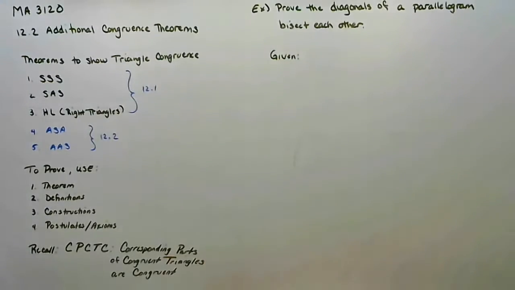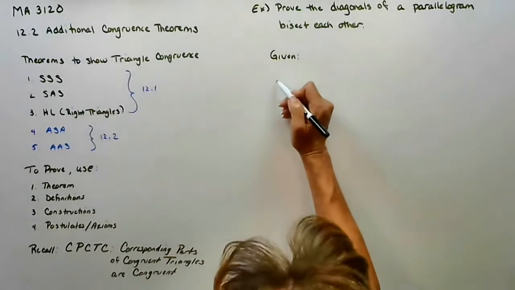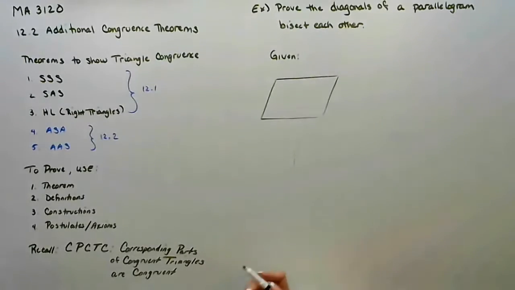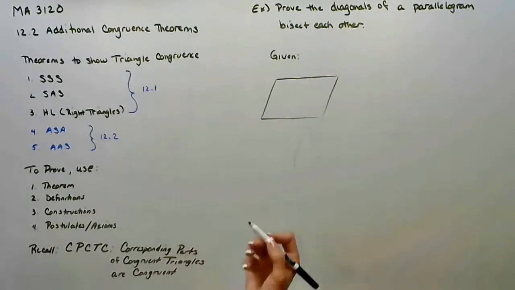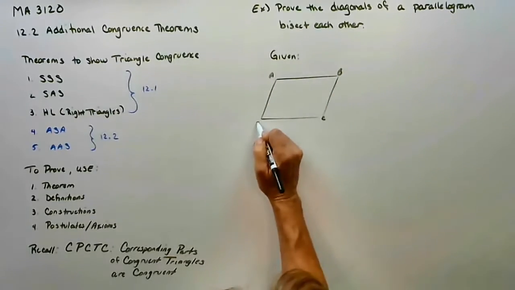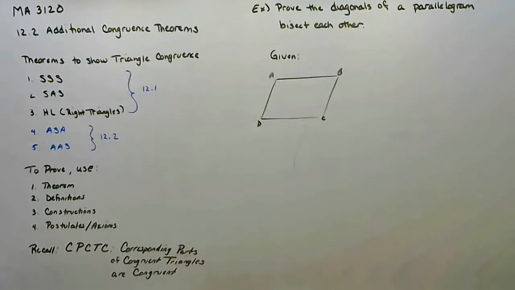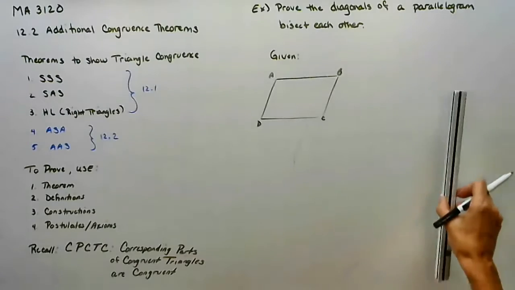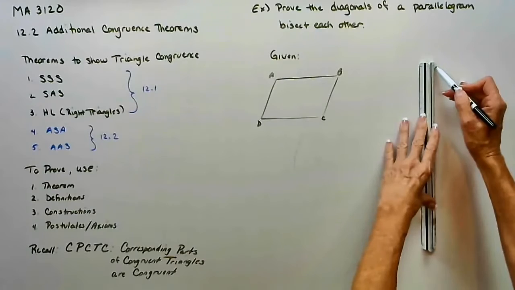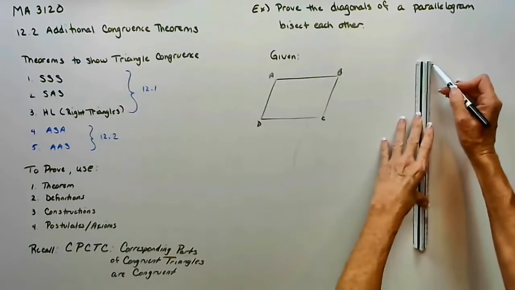And we'll do a two-column proof. I'm just going to sketch this for our purposes so that we can draw on it. We are given a parallelogram ABCD. And we want to prove that the diagonals bisect each other. So let's start with what we're given. Let's do a two-column proof. I want to make sure I have enough room here so you can see.